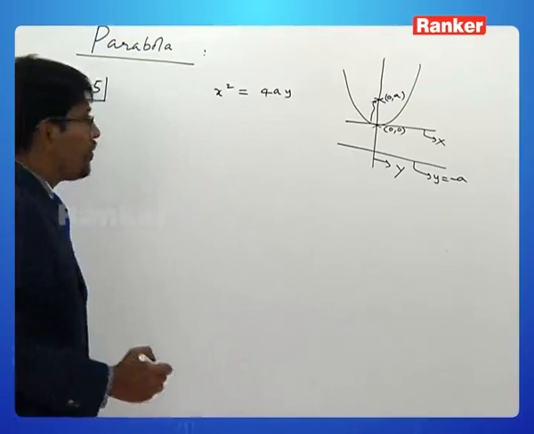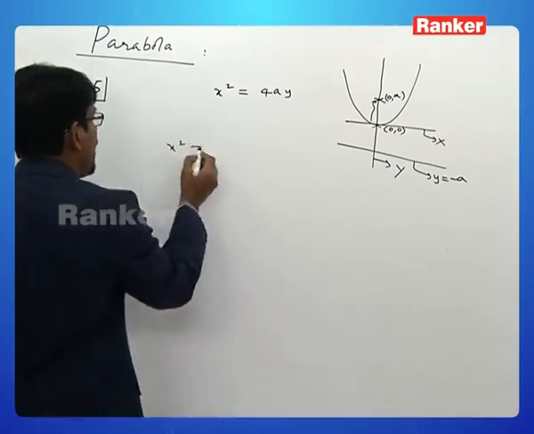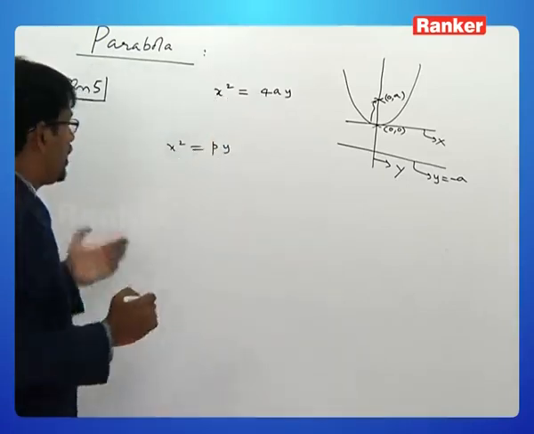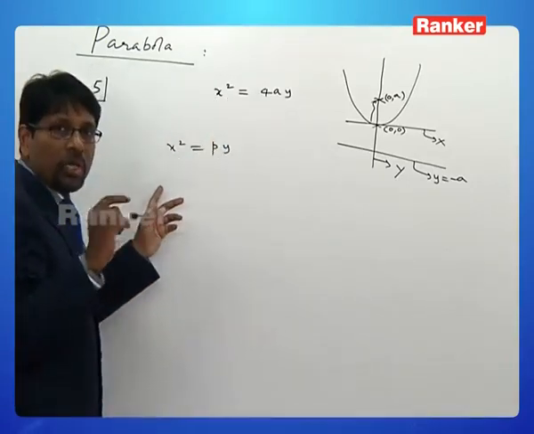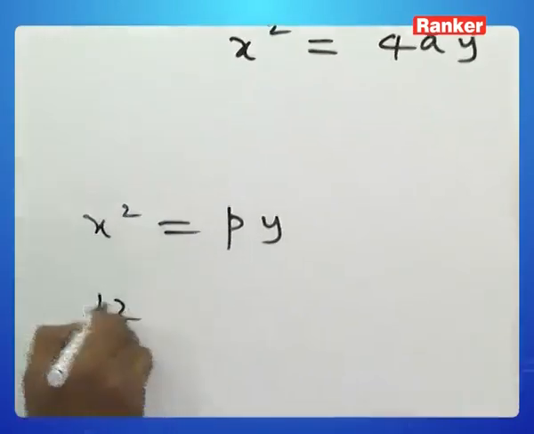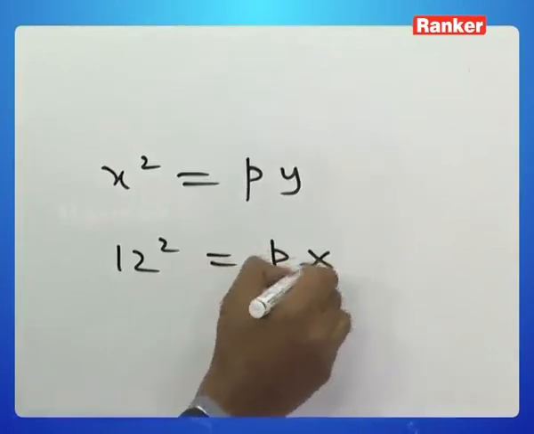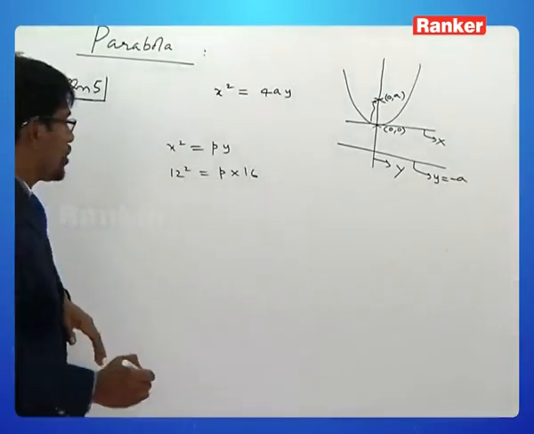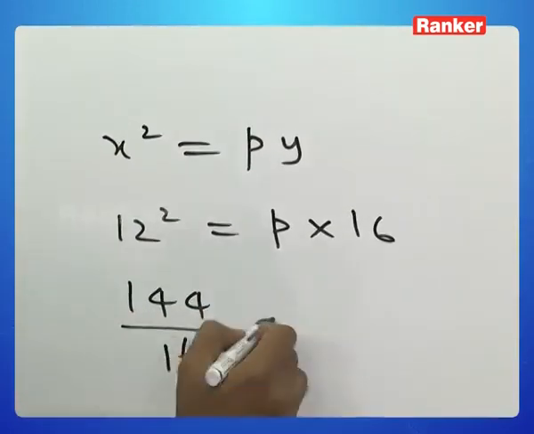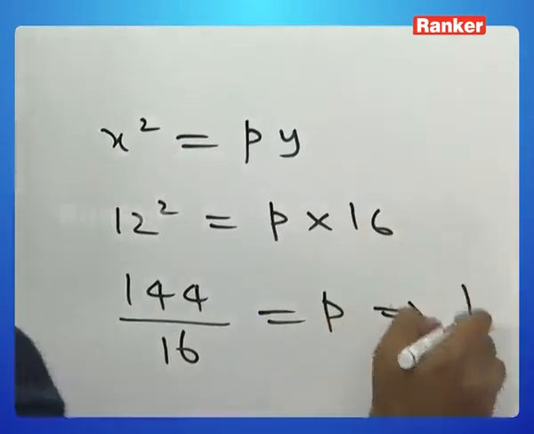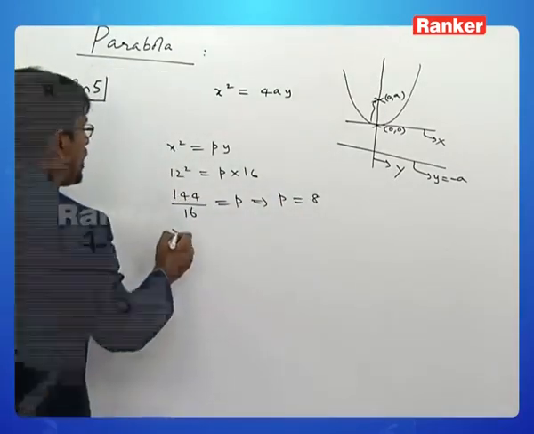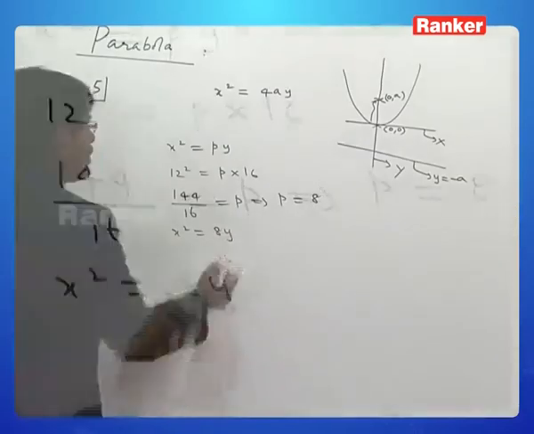Now we are given that x square is equal to py. That was the parabola given, and it is passing through the point (12, 16). So 12 comma 16 can be substituted here. 12 square is equal to p into 16. So 144 by 16 is equal to p. This implies p has to be 8. So x square is equal to 8y is the given parabola.